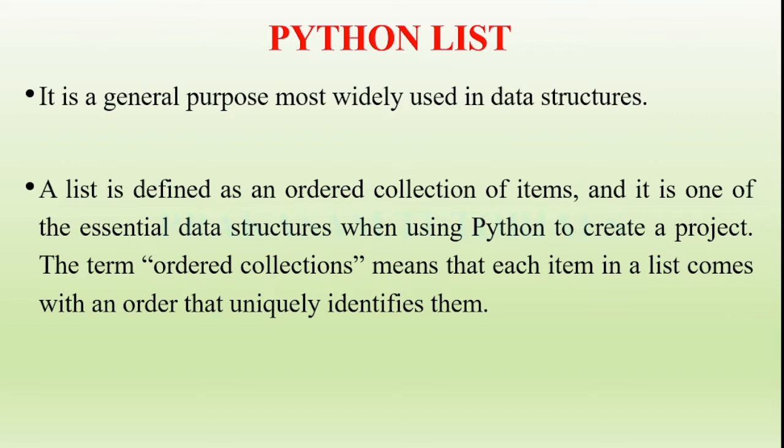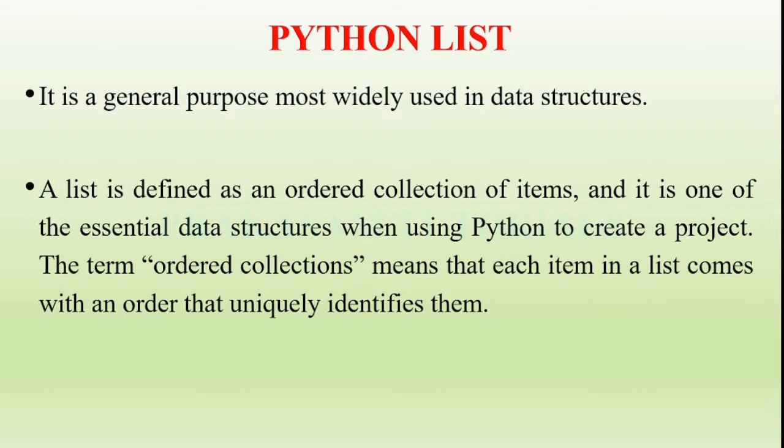In this video, I am going to discuss the Python list concept. Python list is a general purpose, most widely used data structure. There are four different types of data structures, and the Python list is one type of data structure. A list is defined as an ordered collection of items, and it is one of the essential data structures when using Python to create a project.